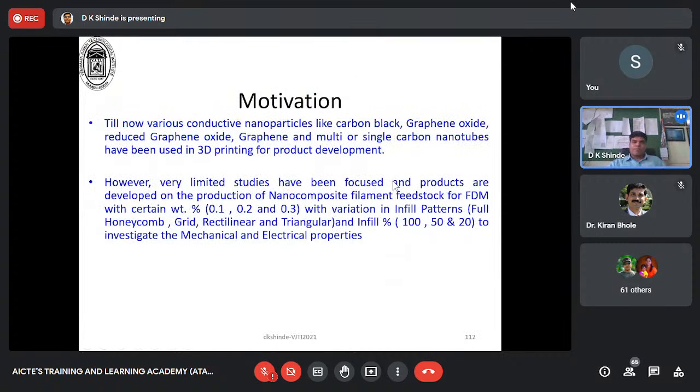What is important here is to see the variation of infill patterns such as full honeycomb, grid, rectilinear, and triangular. These four infill patterns we selected have shown geometrically higher strength in regular kinds of material, so we chose the same kind of infill patterns for this particular analysis. And the infill material percentage is very important to reduce the weight as well as the use of material. So we took 100%, 50% and 20%. These three comparisons were taken for this investigation.